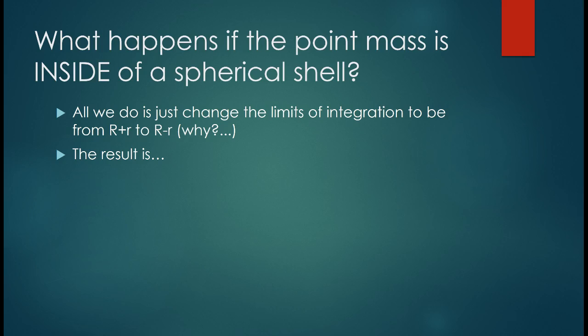Now what happens if the point mass is inside of the shell? Well, we're not going to do this. You can try this if you want, but the limits of integration just have to be changed. So if I have a point right here, then this is little r and this is big R, and we just have to change our limits of integration. I'm not going to do that right now, but we get a very similar result.